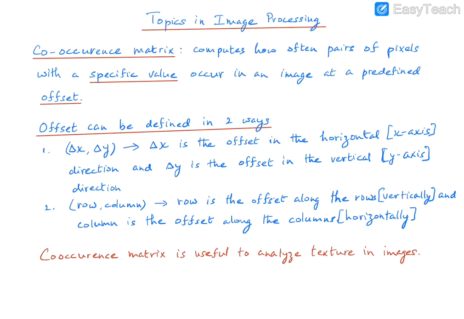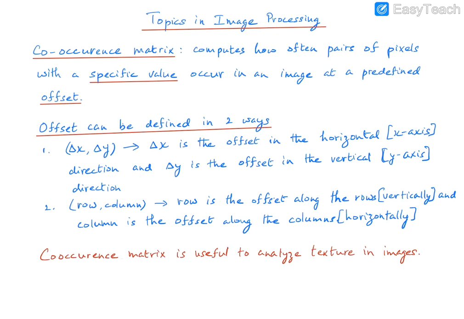A co-occurrence matrix is a matrix that represents how often pairs of pixels with specific values occur in the image at some predefined offset. So we'll see what this means once we see the matrix of an image. Basically, we are going to see the relationship between pixel pairs at a certain predefined offset. So we'll see if a particular combination of pixel values occurs at a particular defined offset value.